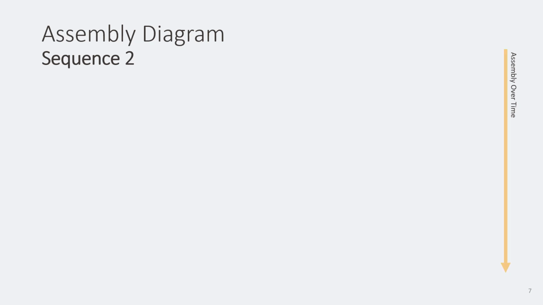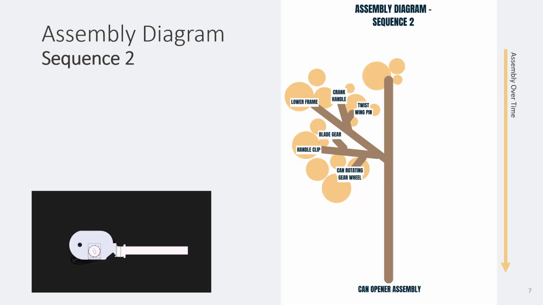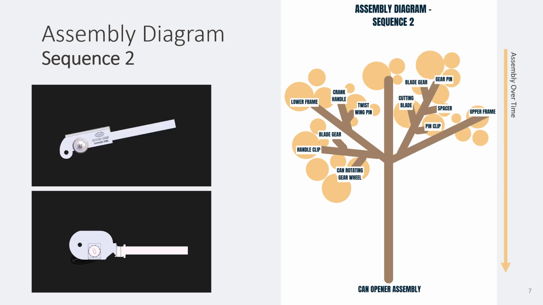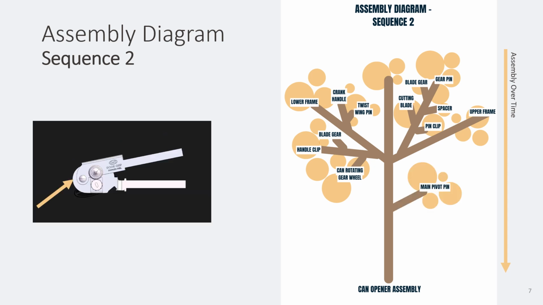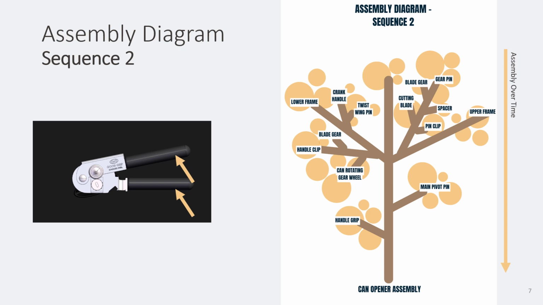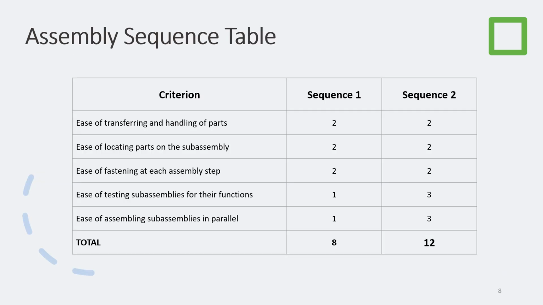In assembly sequence 2, we start with the subassembly of the lower frame, subassembly of the crank handle and twist wing pin, and subassembly of the handle clip, blade gear, and can rotating gear wheel. Then insert the subassembly of the upper frame and subassembly of the gear pin, blade gear, spacer, cutting blade, and pin clip. Next, insert the main pivot pin, then finally the handle grip. After comparing the two sequences, assembly sequence 2 is more favorable due to the ease of testing subassemblies for their functions and assembling subassemblies in parallel.